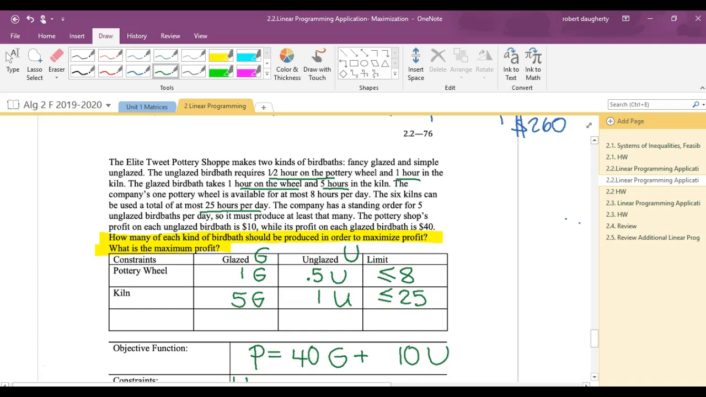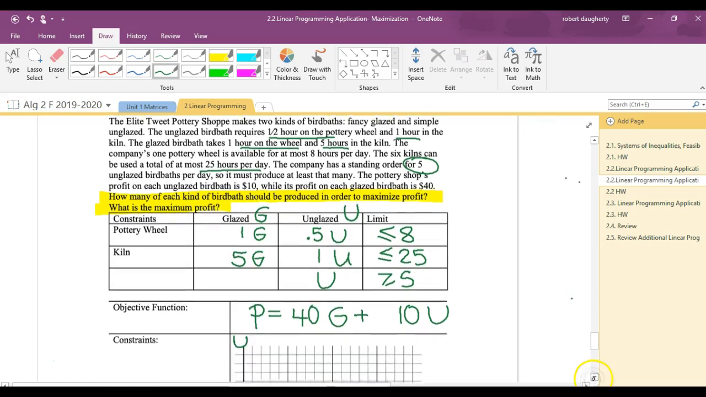And then there's something else. The company has a standing order for 5 unglazed bird baths per day, so it must produce at least that many. So the number of unglazed has to be at least 5. That means 5 is the smallest number I can have. It's okay for it to be bigger than that. So the number of unglazed has to be greater than or equal to 5. I've got to have at least 5 of those per day. These are all my conditions. I'm ready to go and graph now.